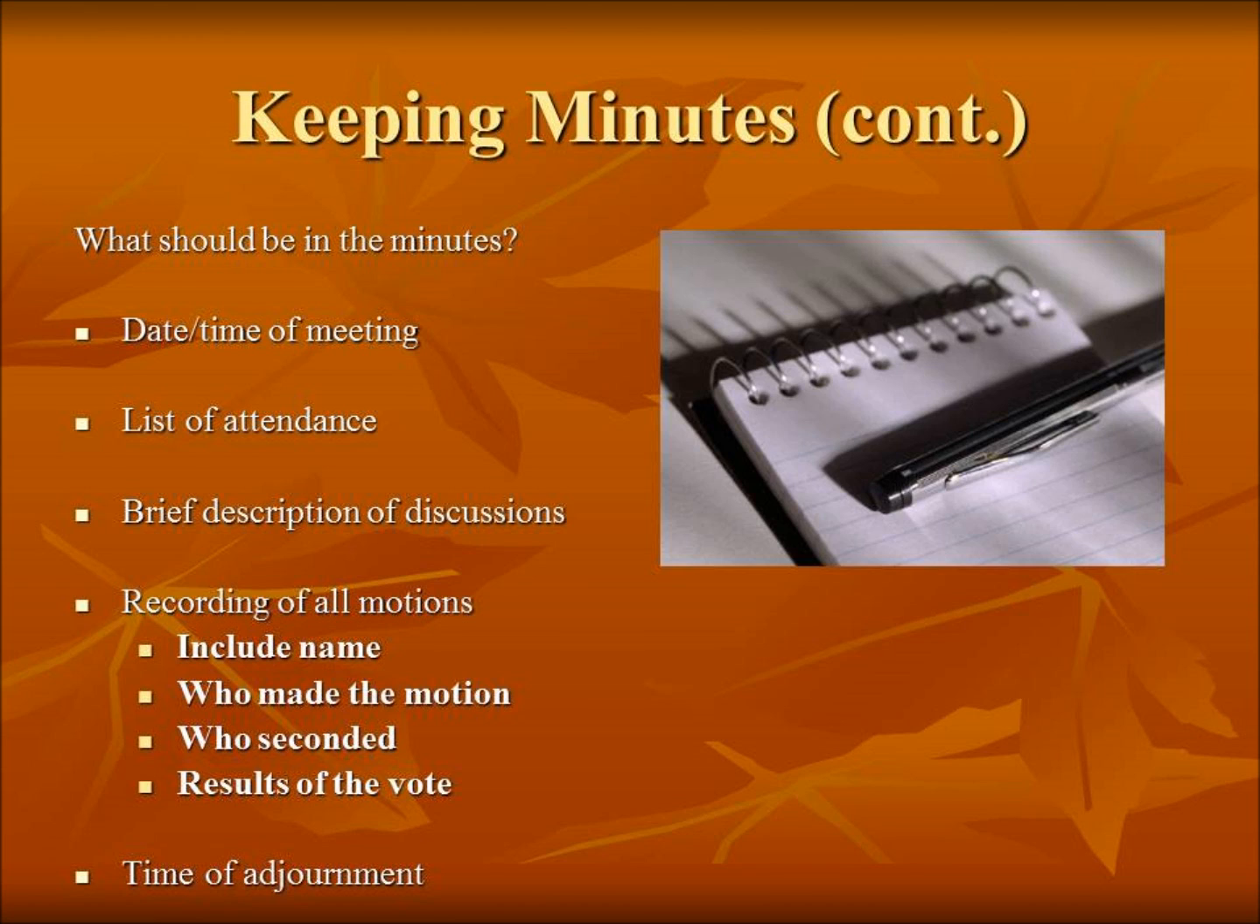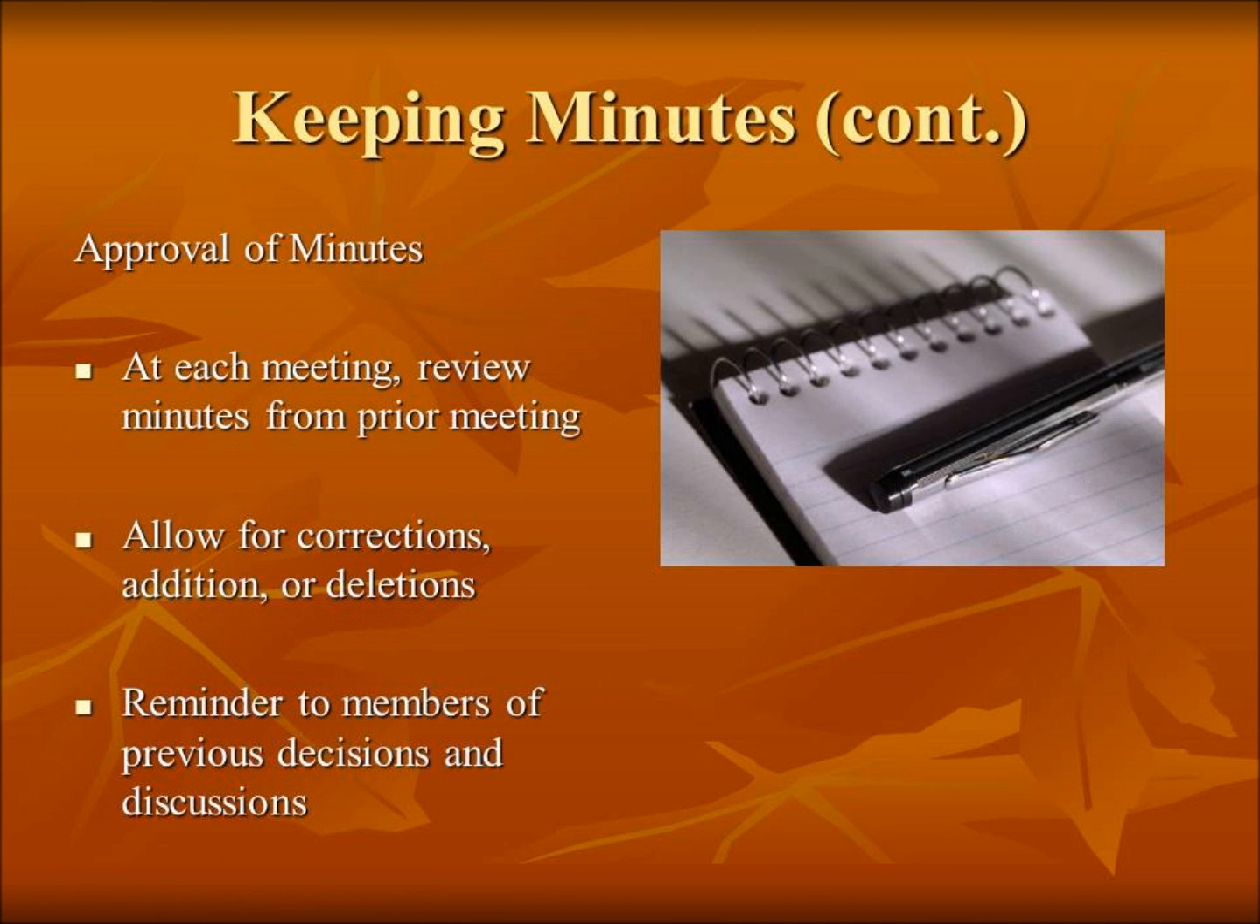Then you want to have a recording of all motions. Include the name of the person who made the motion. You want to include the person who seconded, and then the results of the motion, either pass or fail. You don't put the motion passed 13 to 12. And then you put the time of adjournment, who the presiding officer was, and who the secretary was taking the minutes.